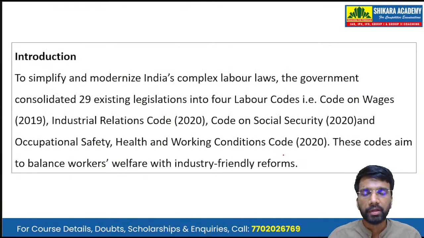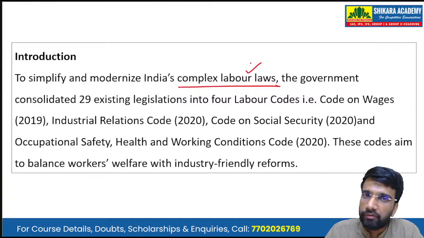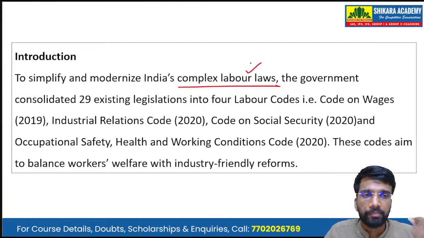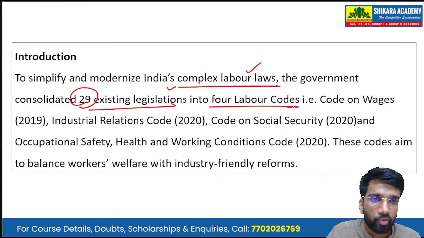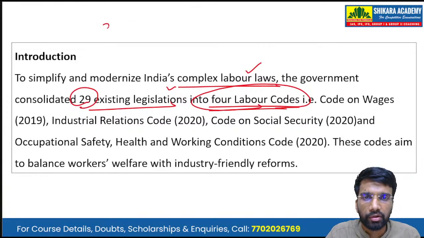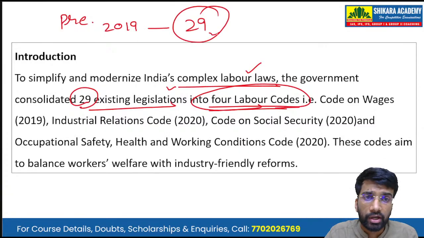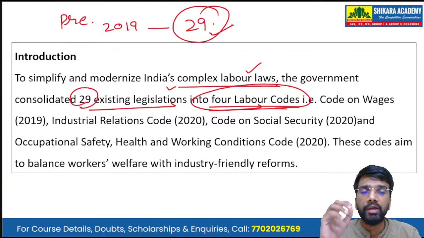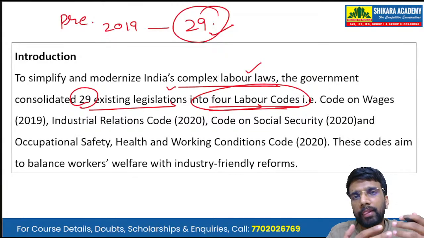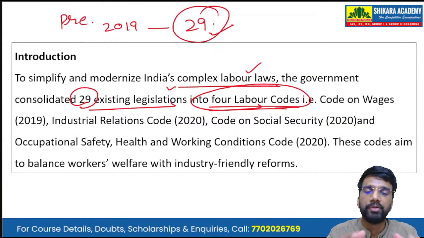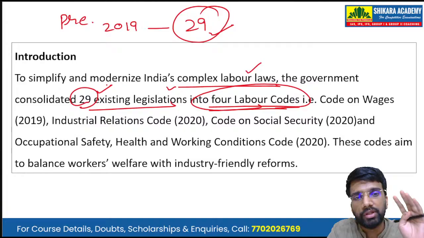Now, starting with the introduction: to simplify and modernize India's complex labor laws. India's labor laws were very complex before the introduction of these labor codes. The government of India consolidated the 29 existing legislations into the four labor codes. It all started in the year 2019. Pre-2019, there were 29 different legislations regarding labor laws in India. In order to achieve its mantra of minimum government, maximum governance, the government decided to end all these existing legislations and came up with these four labor codes.